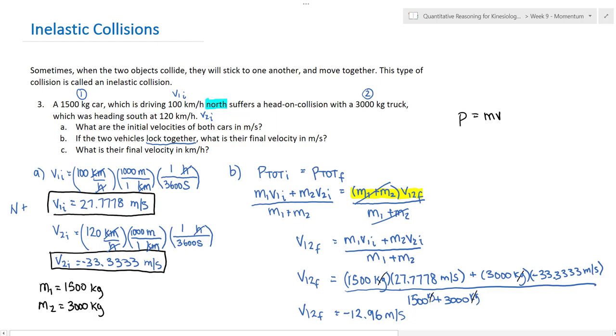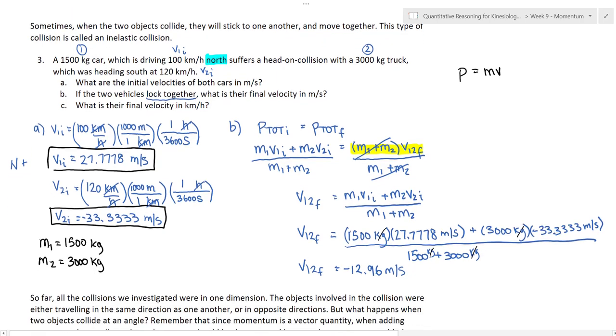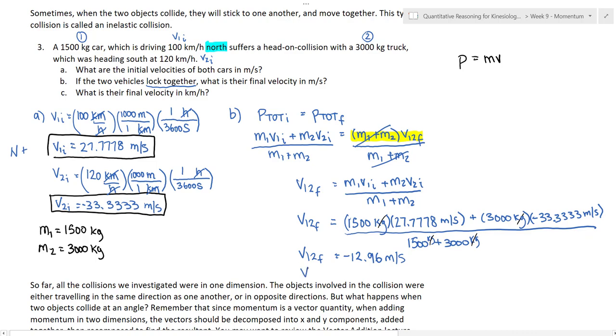All right, so we can see that it's a negative. So what does that imply? V12 final is negative 12.96 meters per second. And which direction is that going? Since we had a negative value, instead of it going north, it would be going south. So the two cars collide, they lock together, and they move south. Okay?